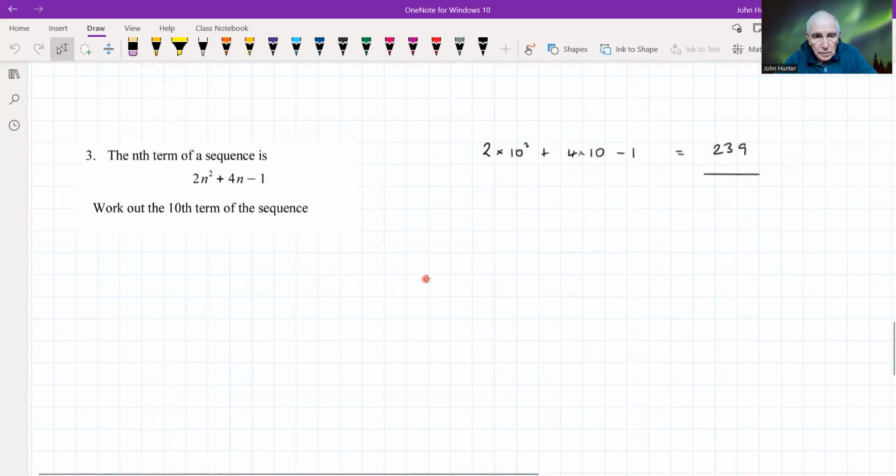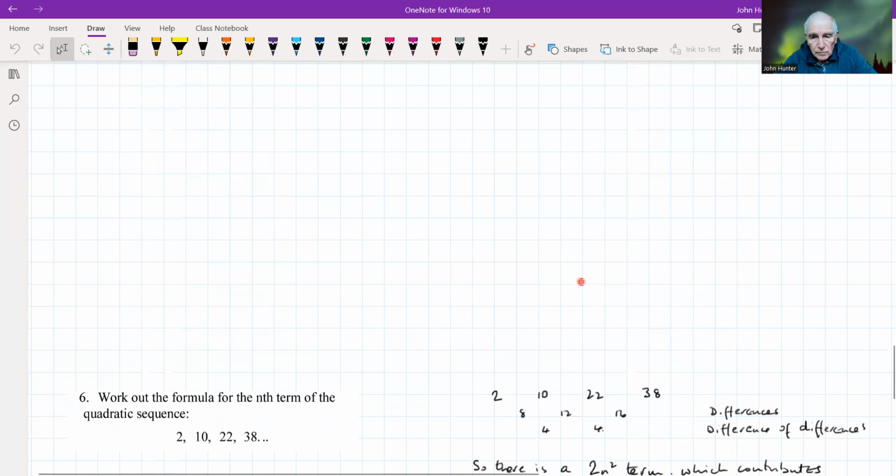Okay, let's have a look at this one. The nth term of a sequence is this. Work out the 10th term. Well, we simply have to evaluate this with n equals 10. Pretty straightforward. 2 times 10 squared plus 4 times 10 minus 1. That's 239. So 239 is the 10th term of that sequence.